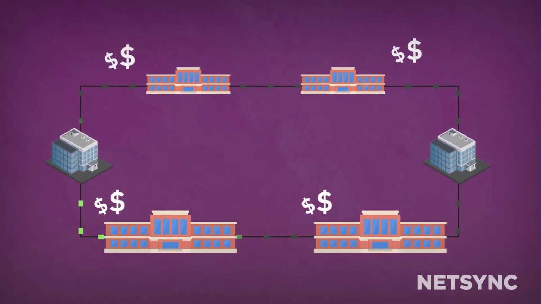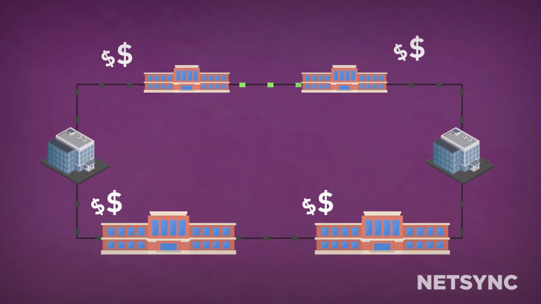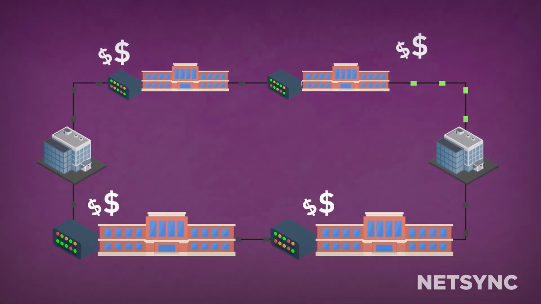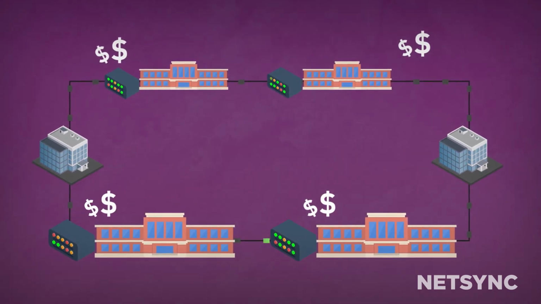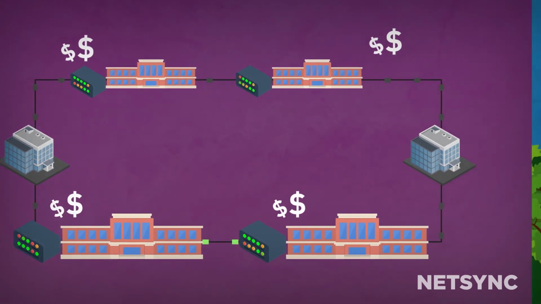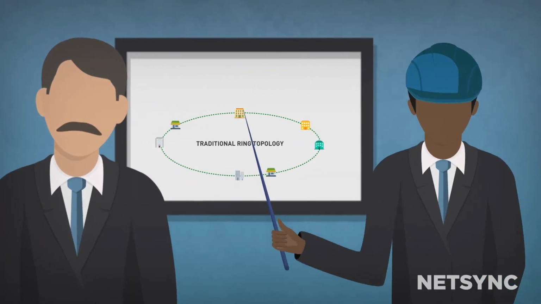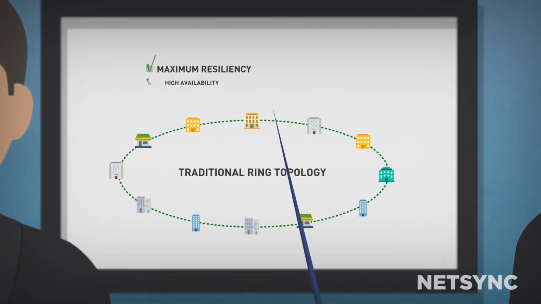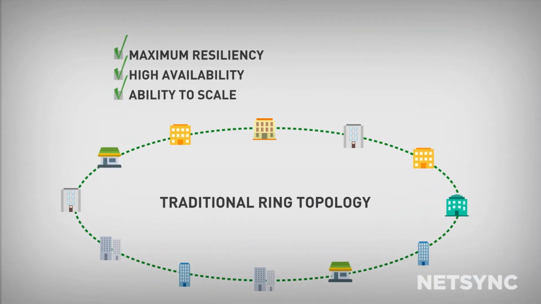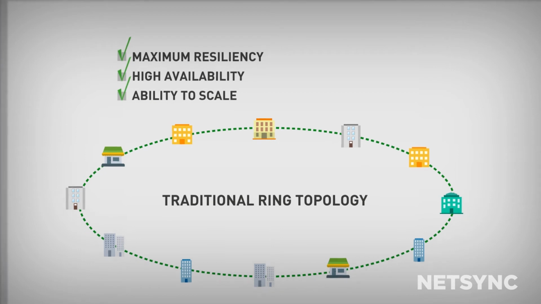Another possible disadvantage in a ring architecture is in upgrading capacity. All nodes may need to be upgraded, and adding and removing nodes may impact adjacent nodes. Service providers build their networks based on best practices such as ring topologies to create the maximum resiliency, high availability, and the ability to scale. They have been building this way for customers since the early 1990s.